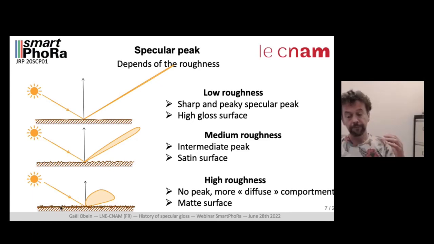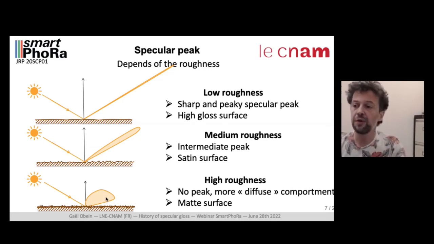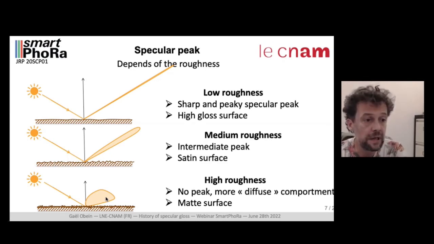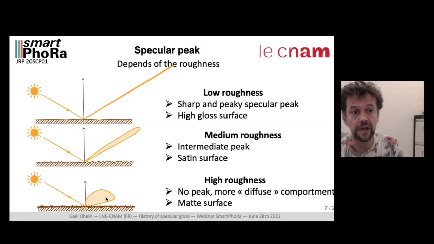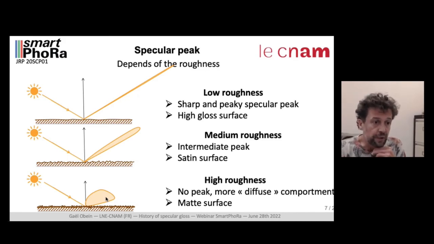And if you go on a very rough surface, then you will not see a specular peak, because the flux is reflected almost in any direction, and you are in front of a matte surface. That's mainly the relation between the sensation of gloss, the specular peak, and the looseness that is also linked to the gloss. So that's the observation you can do.